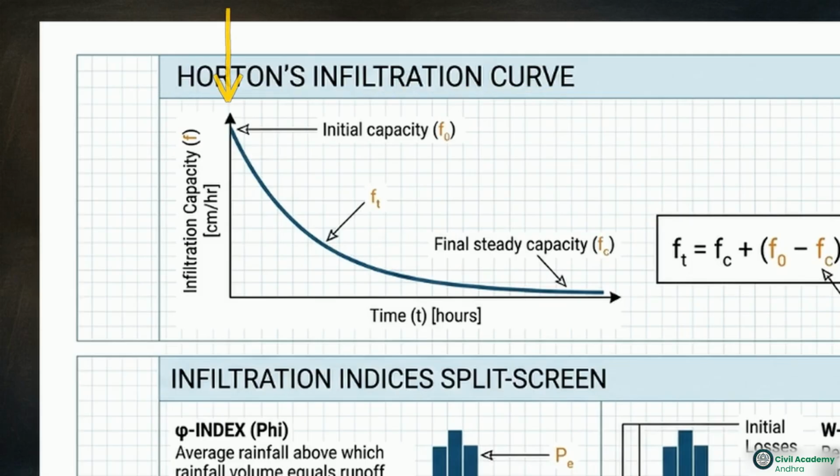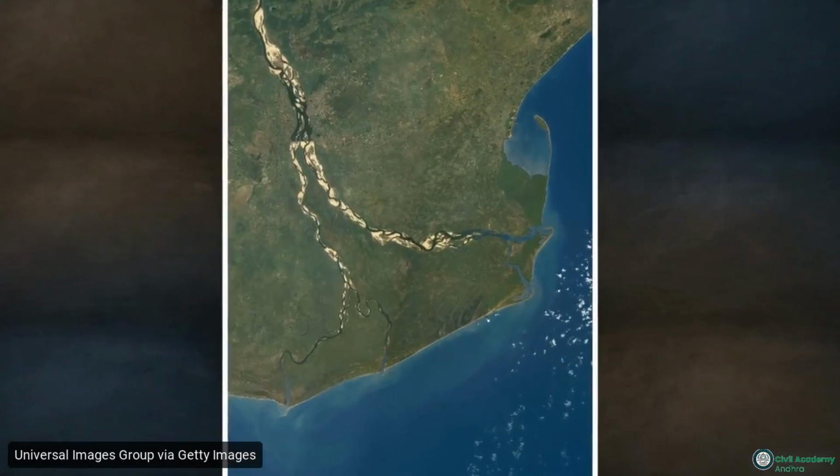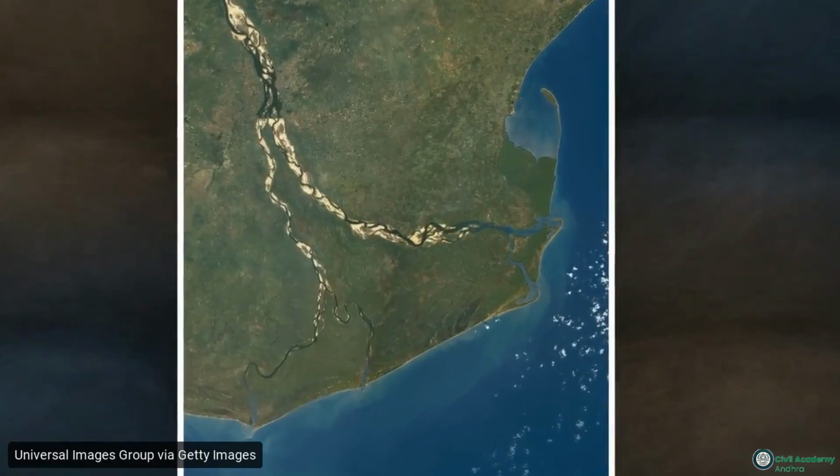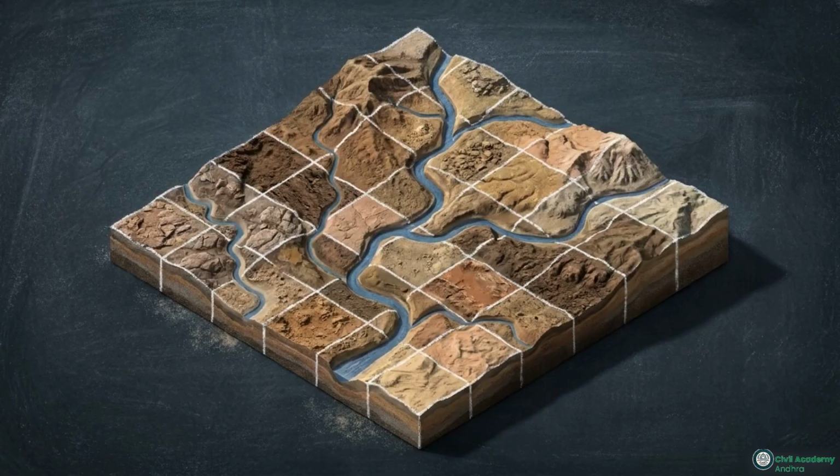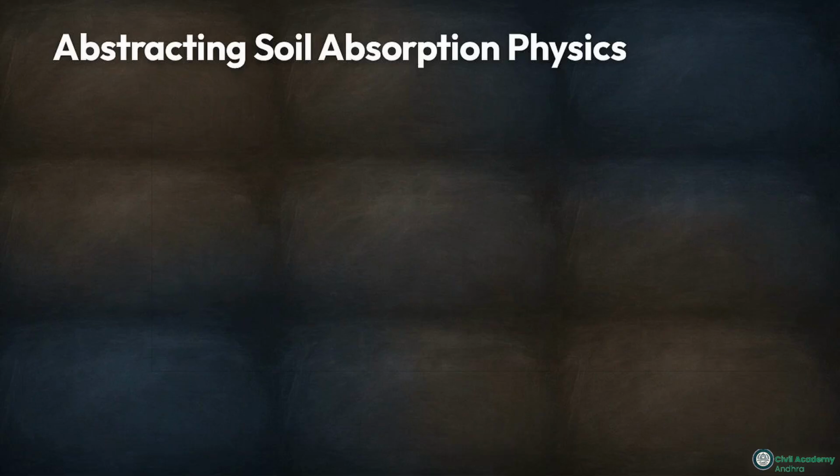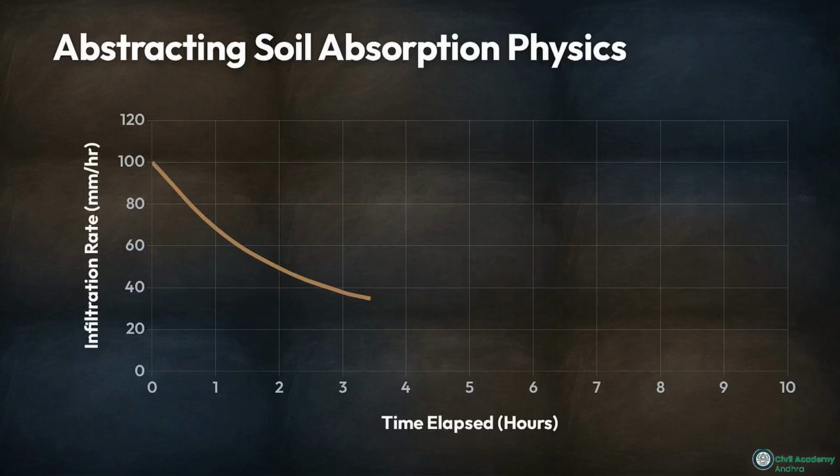Earth doesn't take in water at a steady pace. Soil begins with a high initial capacity, F0. As the ground saturates, absorption exponentially decays to a final steady constant, Fc. While it is possible to model this curve mathematically, applying it across a vast, varied river basin is difficult. We rarely have the precise soil data required to define these exponential decay constants for every acre of a large catchment.